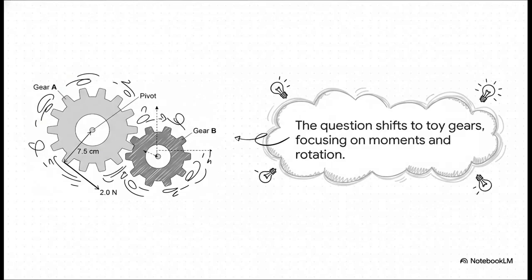All right, let's really look at this diagram they've given us. You've got the big one, gear A, and the smaller one, gear B. And see that? There's a force being pushed right on the edge of gear A, a certain distance from the middle pivot point. That's all the info we need for these next few questions.